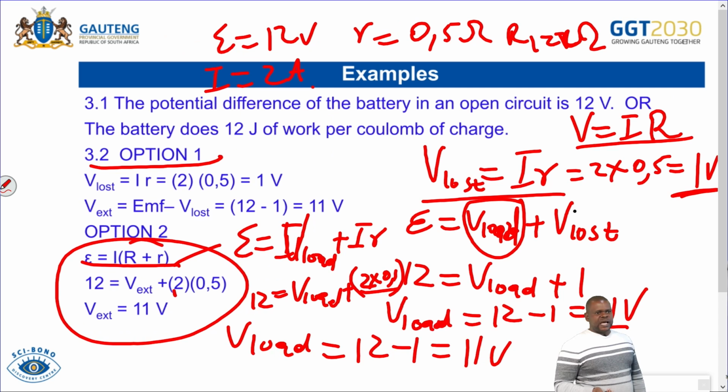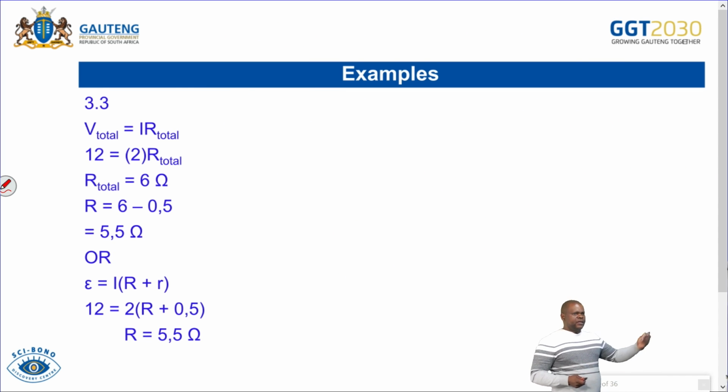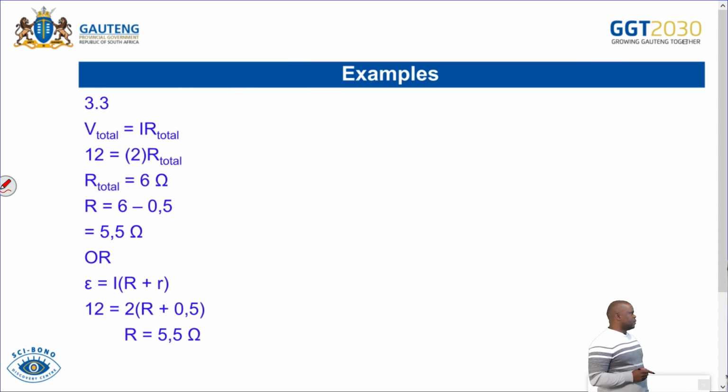calculate the resistance of the resistor R. Calculate the resistance of the resistor R. How do we do that? This is what we are doing. Remember, we need to calculate the resistance of the whole circuit first, and then we subtract R from the total resistance of the circuit.